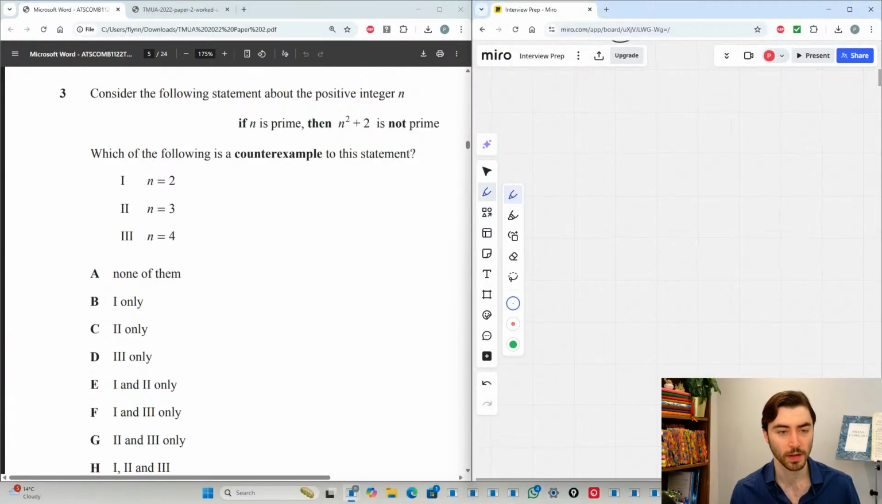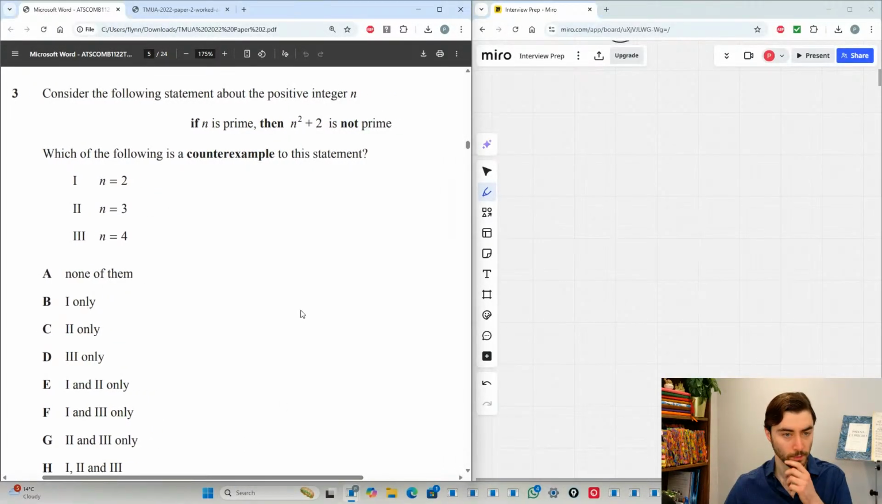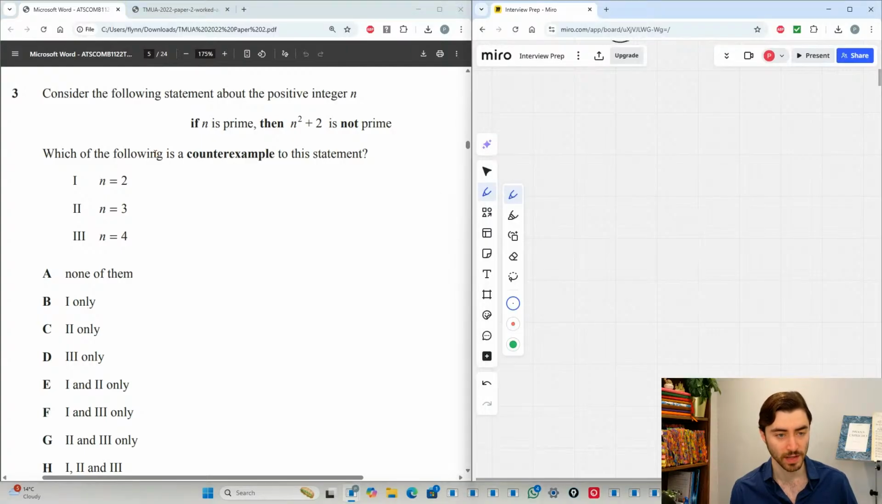So if n is prime, then this. Which of the following is a counterexample? In order to be a counterexample, the statement actually has to apply. So it doesn't apply to 3 because it doesn't apply. N is 4 is not prime, so we only have to consider 1 and 2.